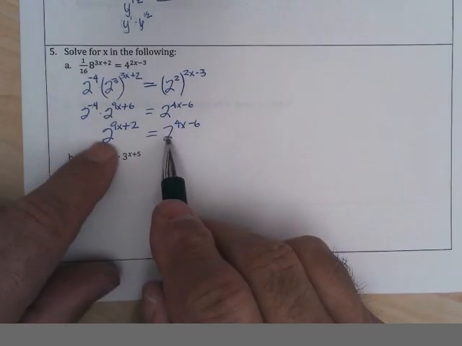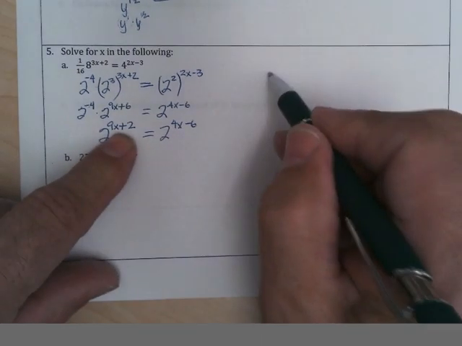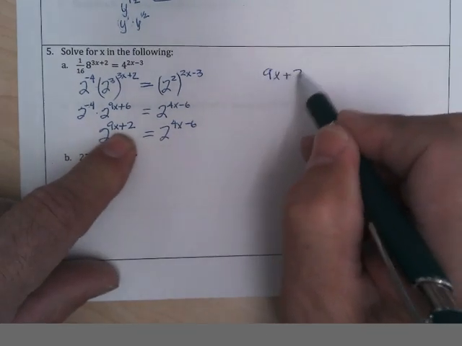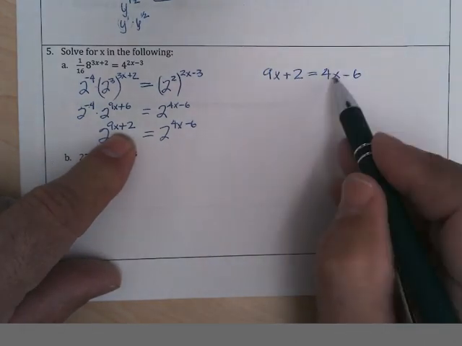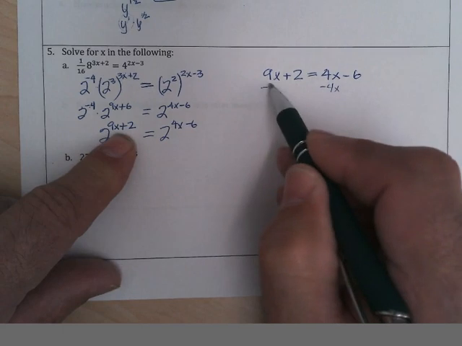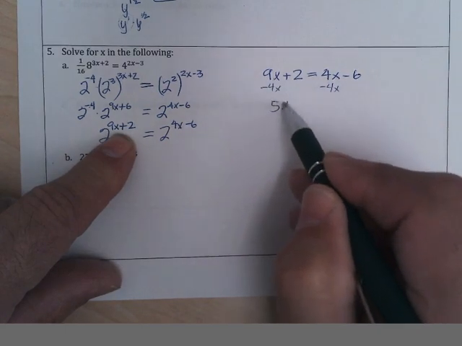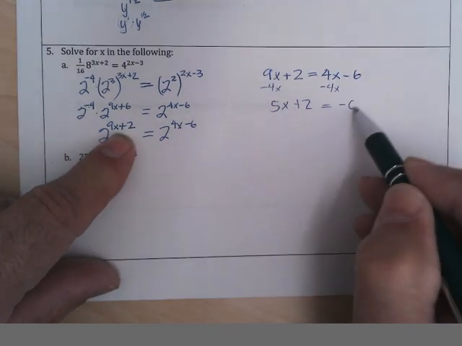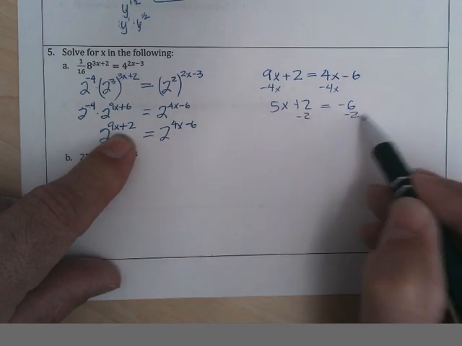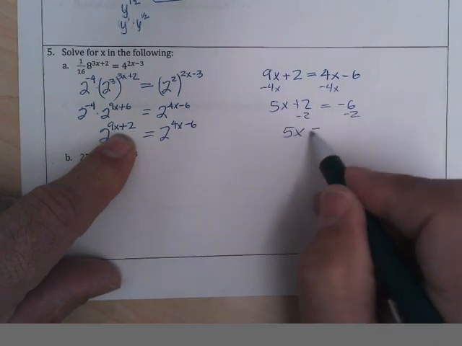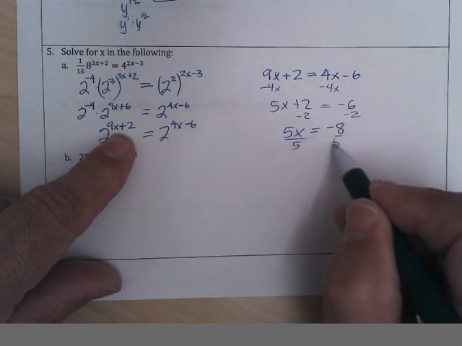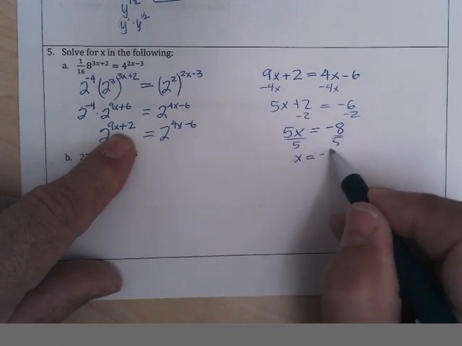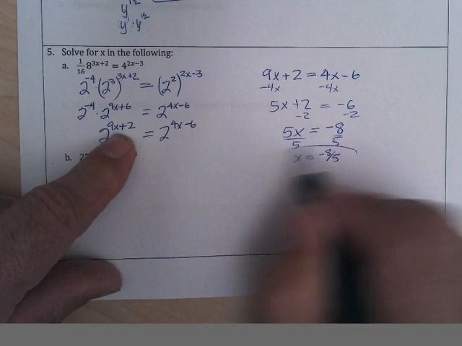Now the bases, we're down to a single equal base, so the powers must equal. So I can write 9x plus 2 equals 4x minus 6. Subtract 4x from both sides. 5x plus 2 equals negative 6. Subtract 2 from both sides. 5x equals negative 8. Divide by 5 on both sides. And x equals negative 8 fifths.